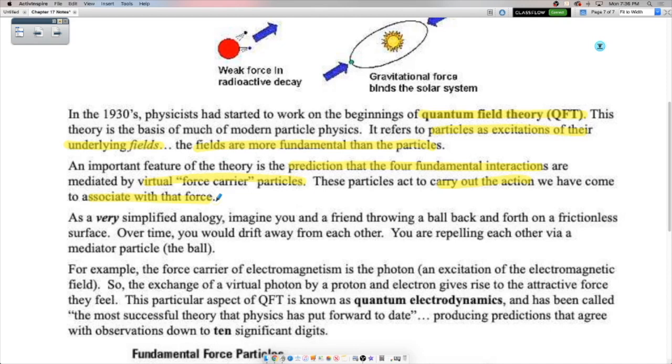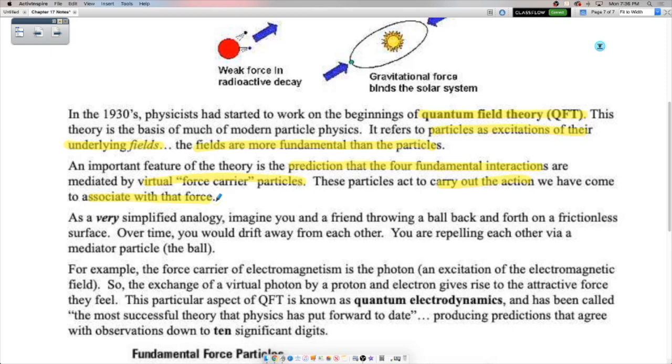This is a very, very simplified analogy that does start to break apart if you ask too many questions, but on a surface level, it does an okay job of communicating the idea. Imagine you're standing on a frictionless surface. Maybe it's a really slippery ice rink, and you and your friend are throwing a ball back and forth. Eventually, as you push the ball, you're going to get pushed back a little bit. As you catch the ball, you're going to get pushed back a little bit, right?